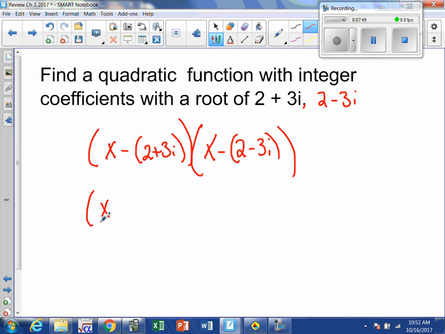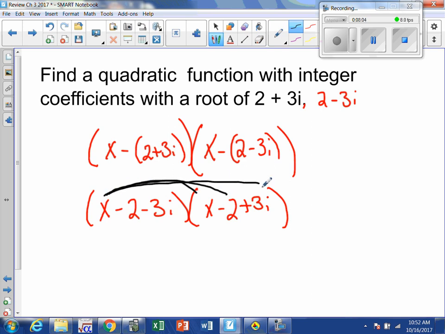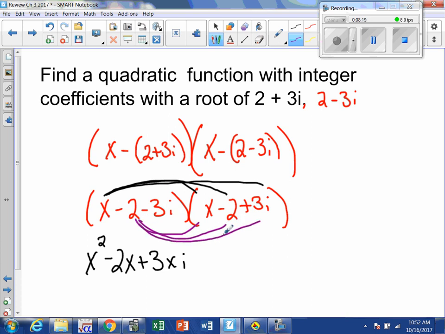Now, the first thing we're going to do is distribute inside those parentheses so we only have one set. And then what we're going to do is take the first x and multiply it times all 3. And that would be x squared minus 2x plus 3xi. Then we're going to take the -2 times all 3. And that's going to be minus 2x plus 4 minus 6i. And finally, we're going to take this times all 3, and that's going to be minus 3xi plus 6i minus 9i squared.